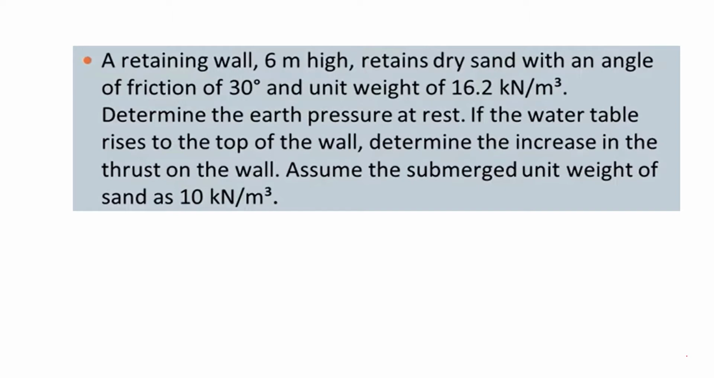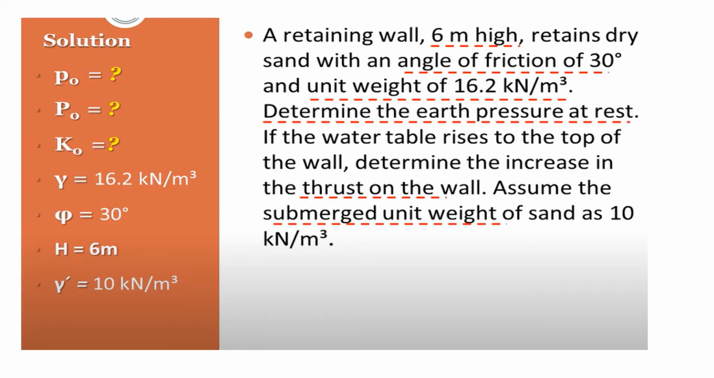So in this question, you are asked to find out the earth pressure at rest. And there are both cases, that is first without the water table and next if the water table rises to the top of the wall, you have to find out what will be the increase in the pressure. So let us check what are the data given. You are given the bulk unit weight as 16.2 kilonewton per meter cube and the angle of internal friction as 30 degree and the height of the wall as 6 meter and the submerged unit weight as 10 kilonewton per meter cube.